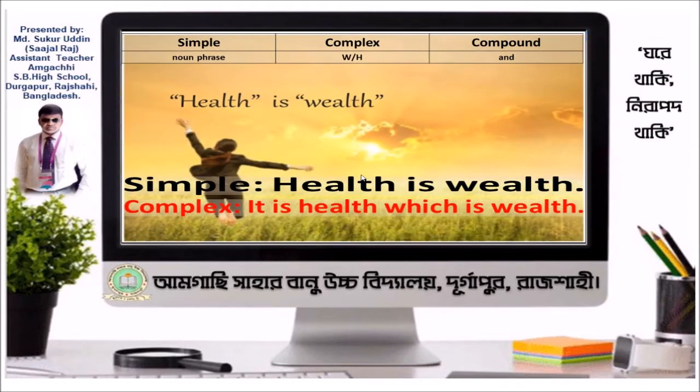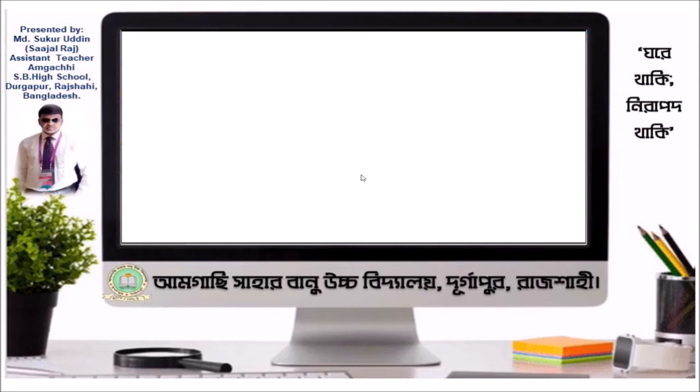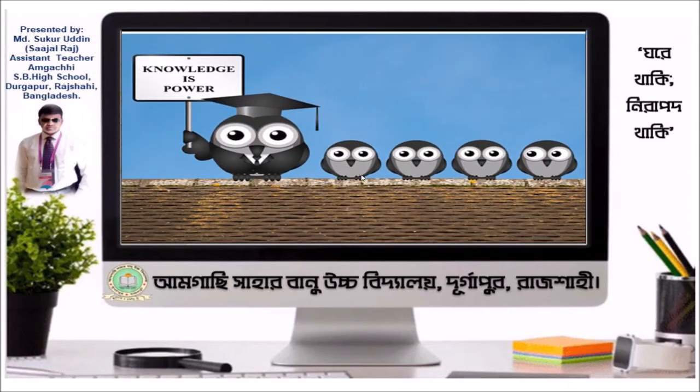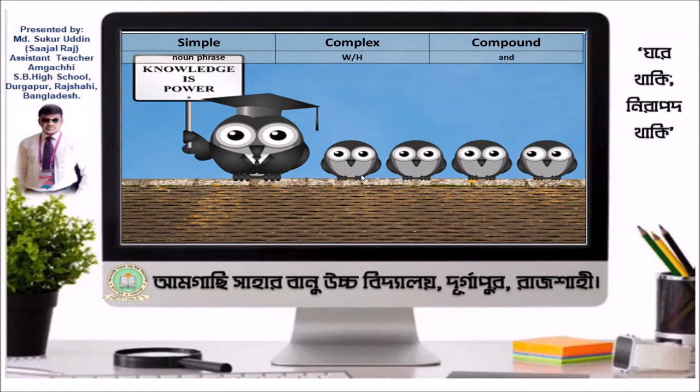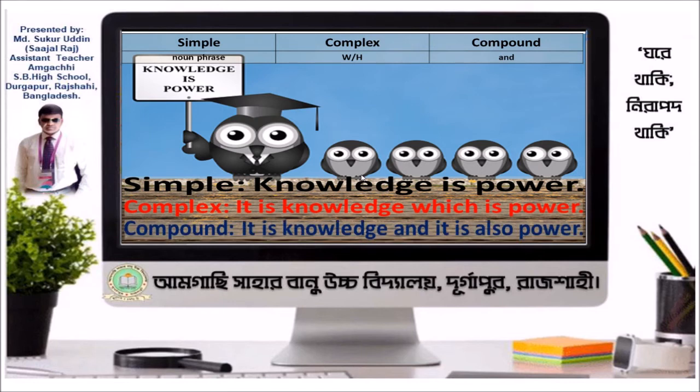Here also noun phrase. Simple: Health is wealth. Complex will be: It is health which is wealth. And compound is: it is health and also wealth. Simple, also noun phrase: Knowledge is power. Complex: It is knowledge which is power. Compound: It is knowledge and it is also power. Okay.